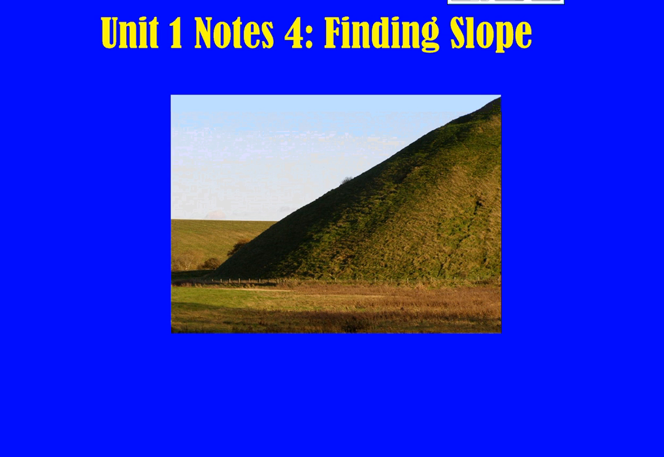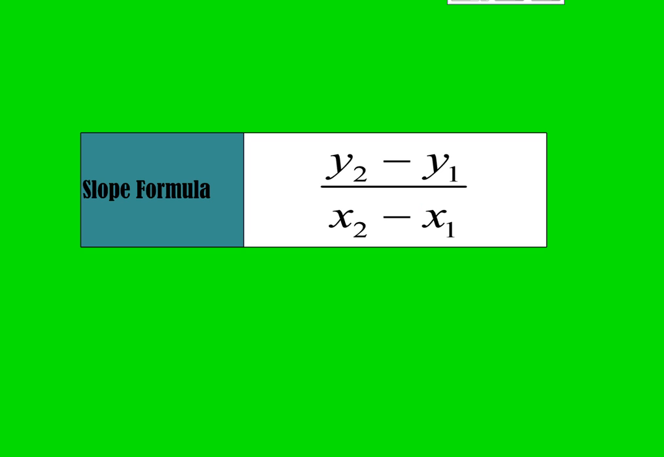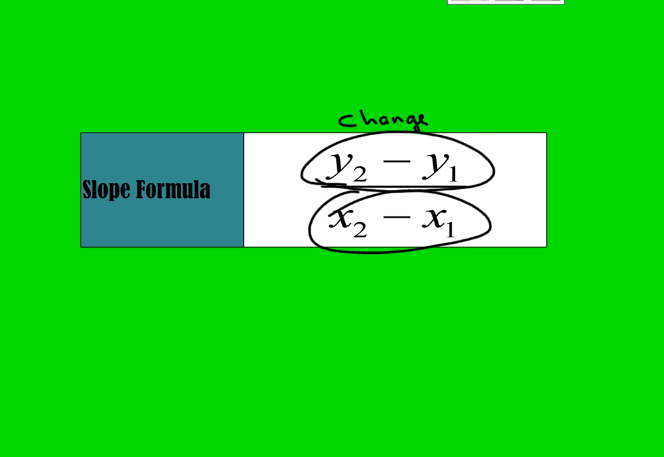Right, so for Intermediate Algebra concepts, Unit 1, Notes 4, this is called finding slope. Slope tells you how steep a linear function is, and here is the big idea, okay? y2 minus y1 over x2 minus x1. So what you're looking at is your change in y over your change in x.